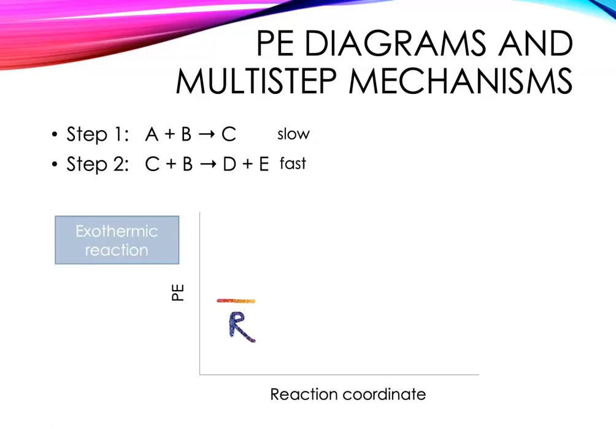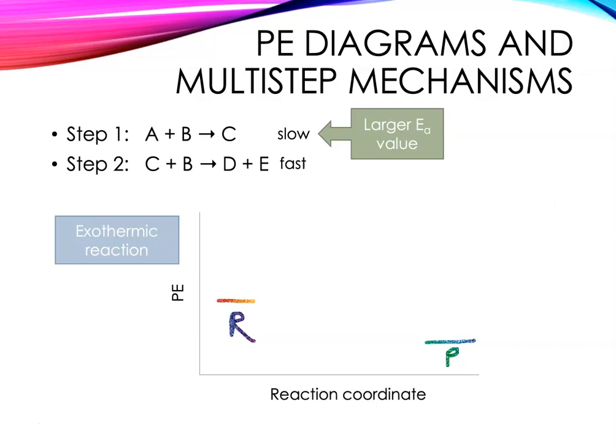So we know that the reactants are higher in energy than the products. But we also know there's two steps. So that means we have to have two bumps in our curve. And because step one is slow, that means it has a larger activation energy.